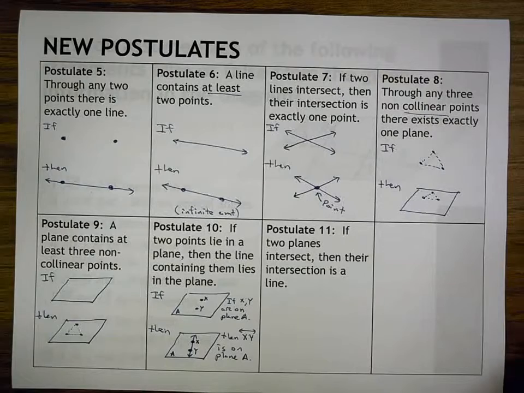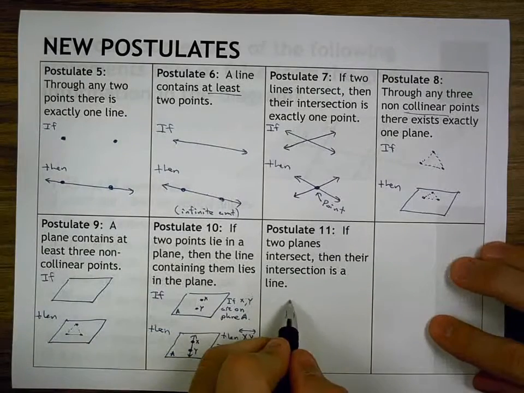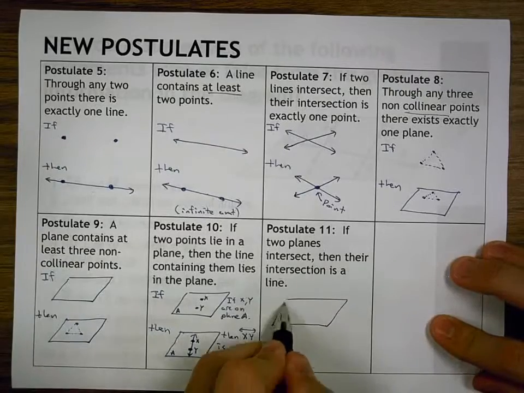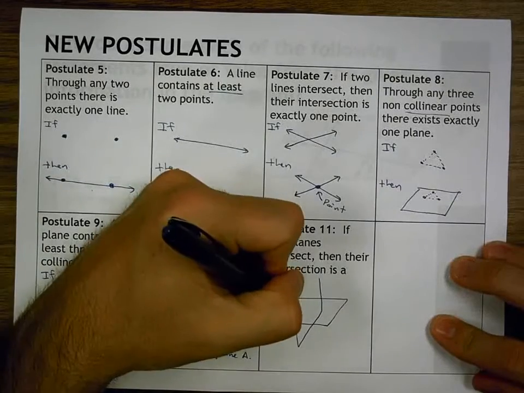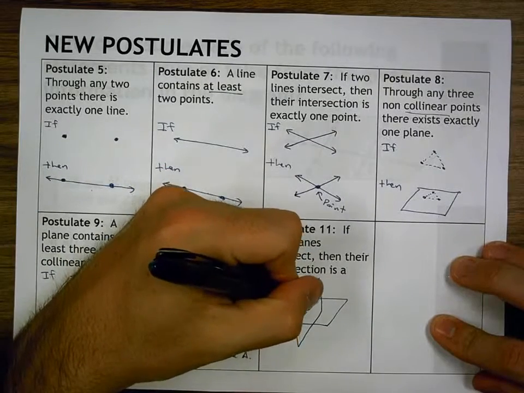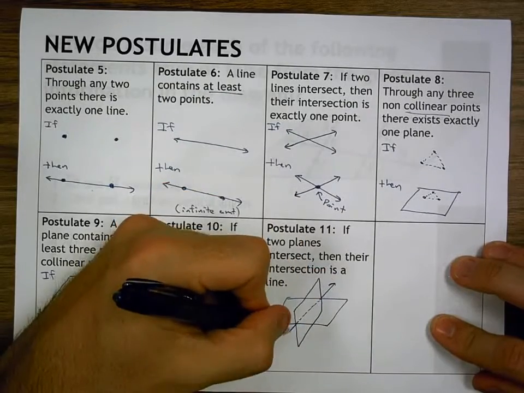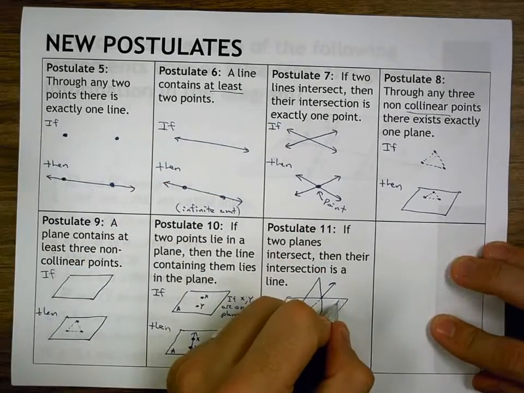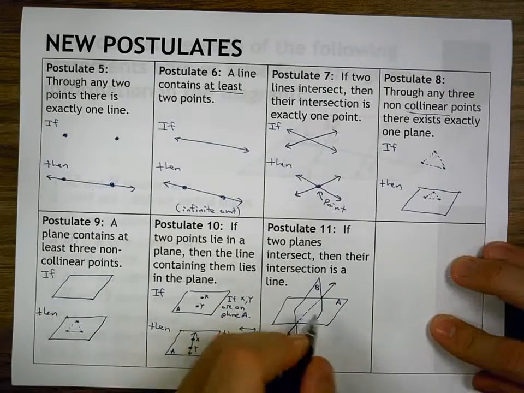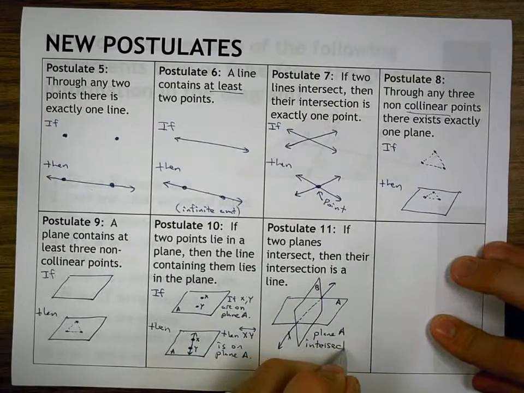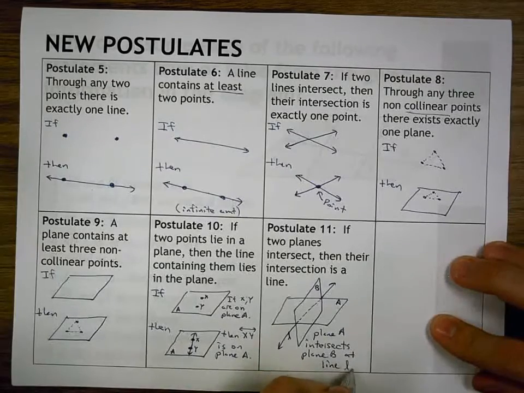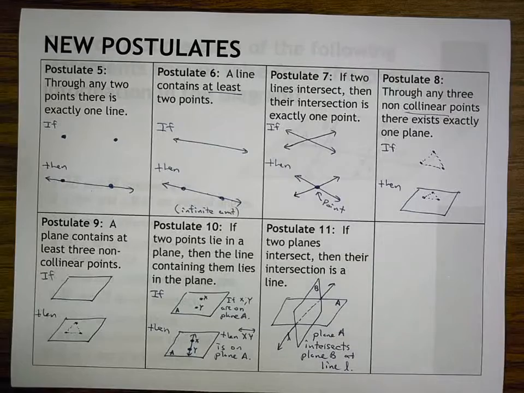Last one we have is if 2 planes intersect, then their intersection is a line. We've talked about this one a little bit in the last chapter when we first mentioned intersection. And if I have 2 planes meeting, they will meet on a line, and that would actually be this line in that case. So let's call this plane A, plane B, and line L. We could say plane A intersects plane B at line L. So those are the postulates that we have.